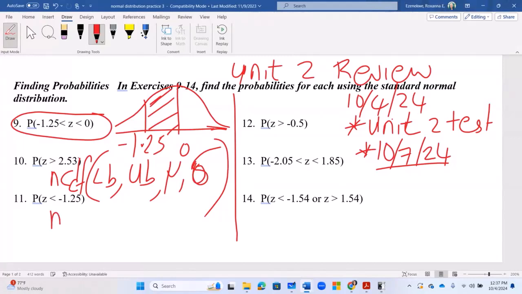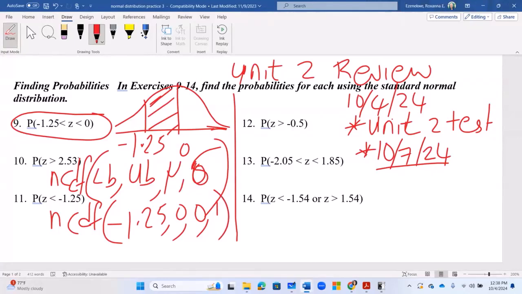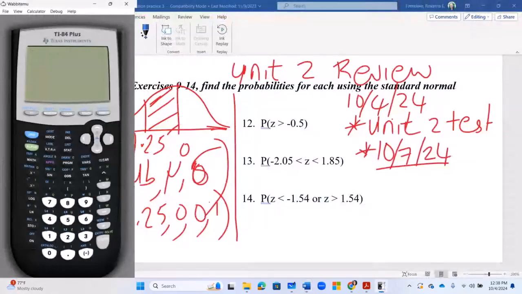So I'm going to quickly write normal cumulative density function. The lower bound is the smaller number, negative 1.25. The upper bound is 0. The mean is 0 too. The standard deviation is 1. So I'm told to find the area between negative 1.25 and 0 in a standard normal curve. I just want to make sure we remember where to go when I'm finding the area with my calculator.